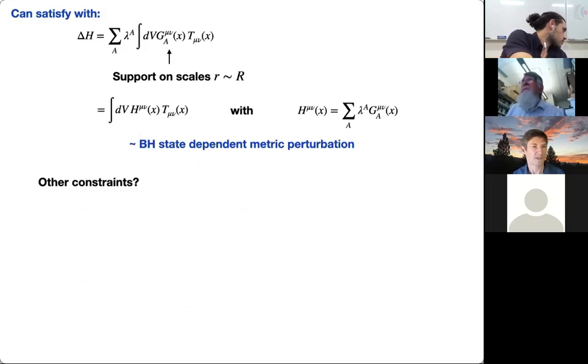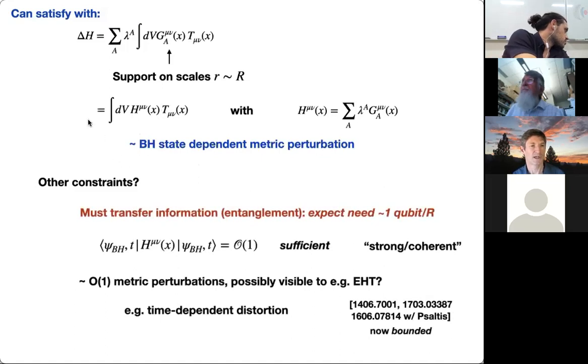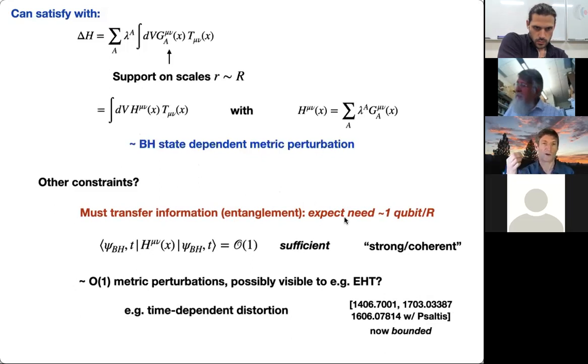The next question is, what other constraints should these obey? And there's one other very important constraint, that these interactions need to transfer information or entanglement at a certain rate to undo the damage done by Hawking radiation. Namely, they need to transfer entanglement at a rate of 1 qubit per light crossing time in order of magnitude. And there are two ways of achieving that.